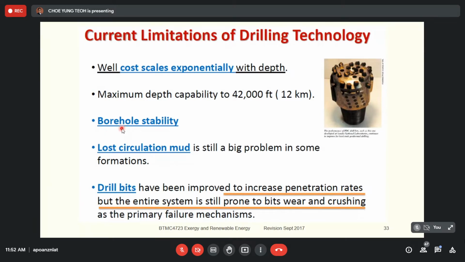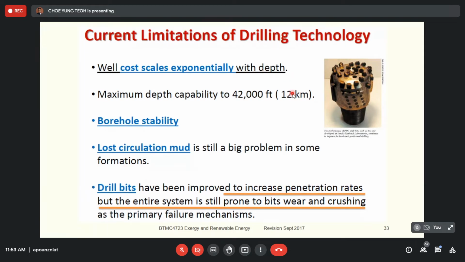Okay, we can study how to maintain the borehole stability, how to increase the borehole stability, maybe with new techniques, and how to maintain the circulation mud, and how to make the drill bit even harder with less wear and less maintenance needed. Okay, so if we can improve this, maybe we can get better resources in the future. This is what we can improve.